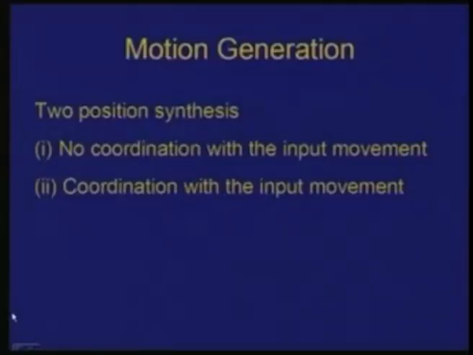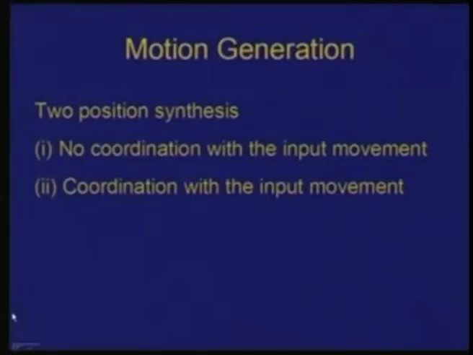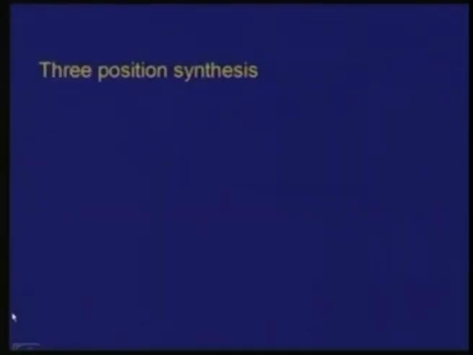Then we shall discuss how to solve the same problem of two-position synthesis coordinated with the input movement. In the second type of problem, as the coupler moves from position 1 to position 2, it is desired that the input link should be moved by a prescribed amount, say theta 2. After solving this problem, we get into three-position synthesis. That means the coupler has to occupy three specified configurations, namely 1, 2, and 3.